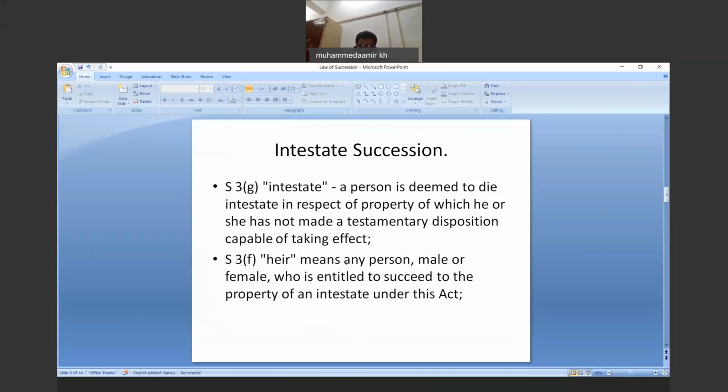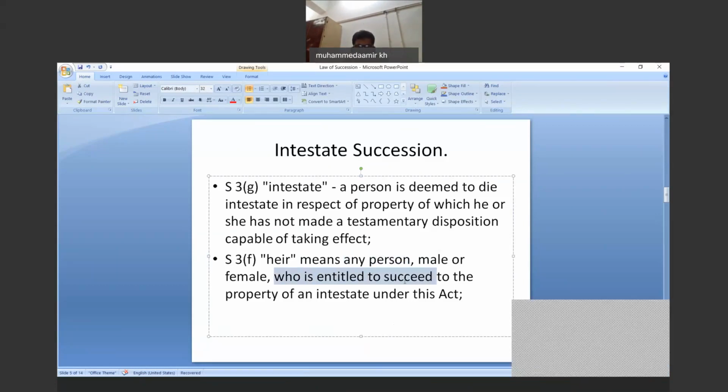A person, we can break it down for our own convenience. A person, okay. So person means both male and female, no issue. Who is entitled to inherit after the death of the estate holder is known as an heir. And here it has been defined that heir means any person, male or female, who is entitled to succeed to the property of an estate under this Act. This is what heir means. It is not a sort of rocket science that we won't understand. You all know what is an heir.